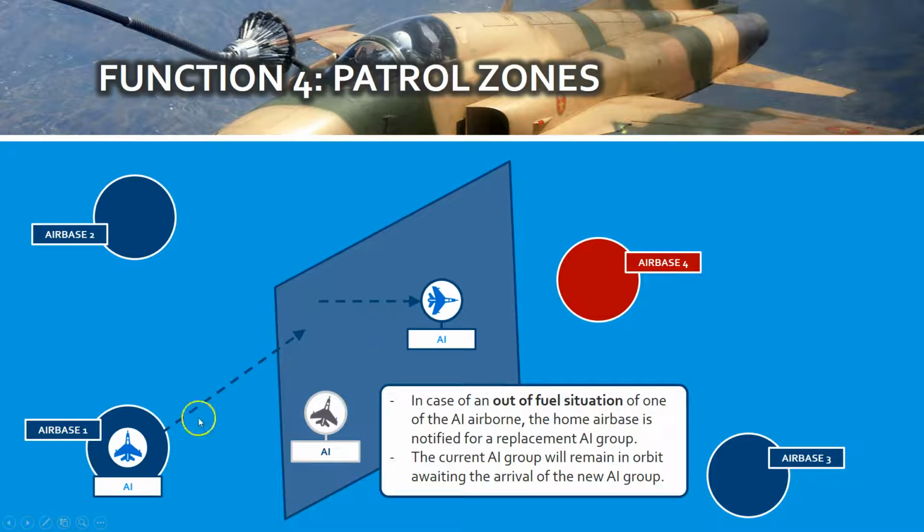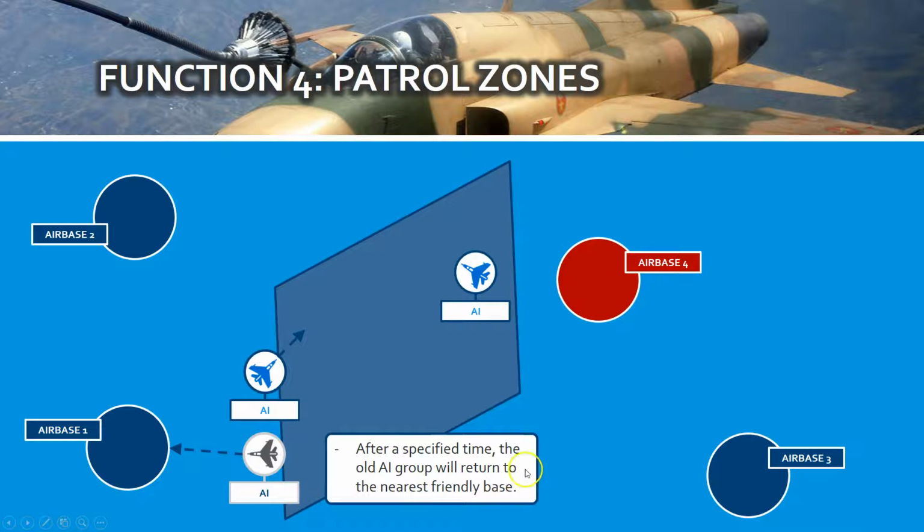So when you have a patrol zone being set and you have an AI that is out of fuel, you can ask the patrol zone to manage that situation automatically. So when the AI gets out of fuel, meaning there is a fuel percentage threshold reached, like 20% or 10% left, then the AI will contact the home airbase and a new AI will be spawned, which gets a point in the patrol zone being set to fly to.